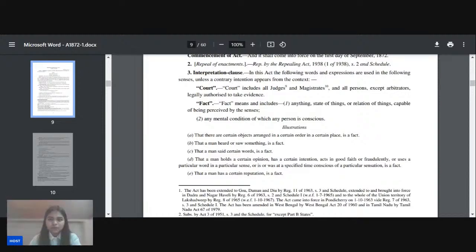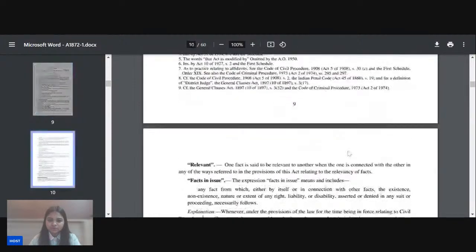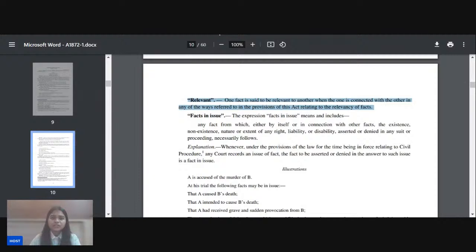Then see the next part, which is fact. Now, this is a very important definition. We cannot miss this definition also. Fact means and includes anything, state of things, or relation of things capable of being perceived by the senses, and any mental condition of which any person is conscious. So, my fact is including physical fact and psychological fact, right? And it means and includes. So, it does not only mean, but it also includes anything, any state of thing or relation of thing capable of being perceived by senses, any mental condition of which any person is conscious, right? Now, this is again one important definition that is relevant, right? So fact we have understood, it's physical fact also and it's psychological fact also as defined under section 3.